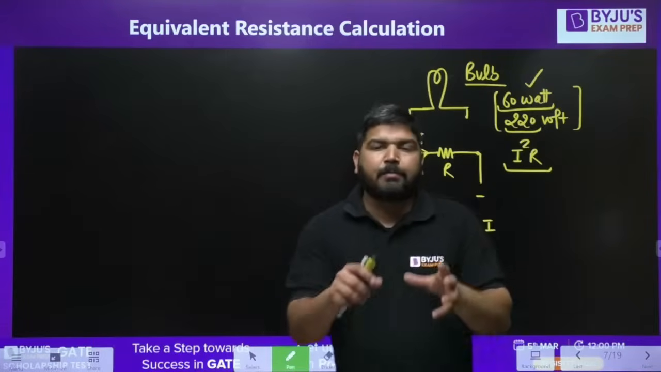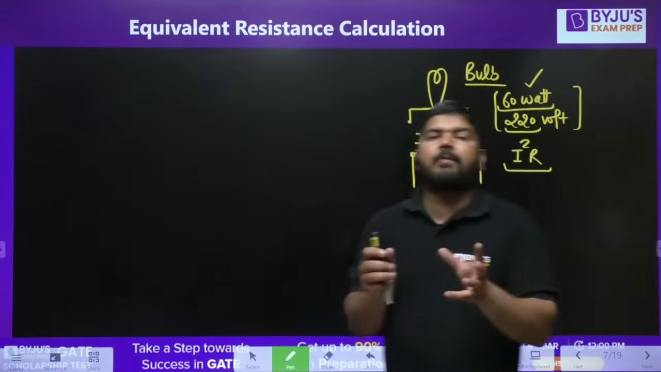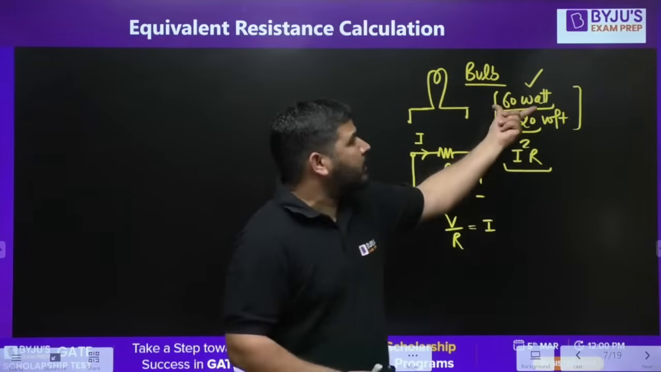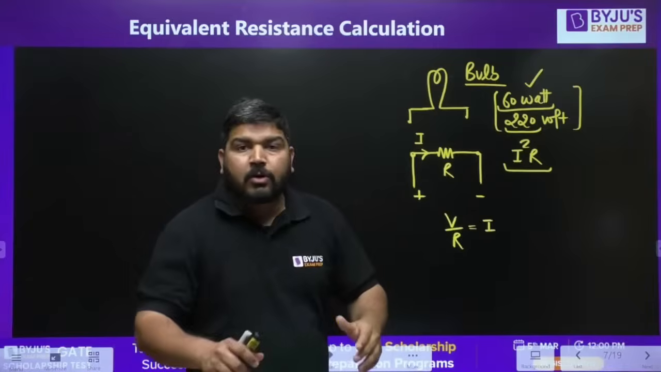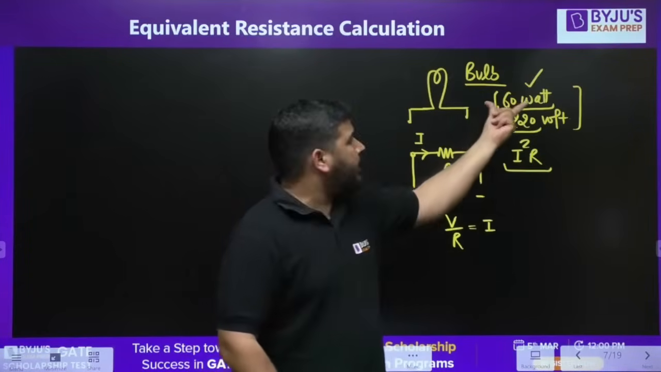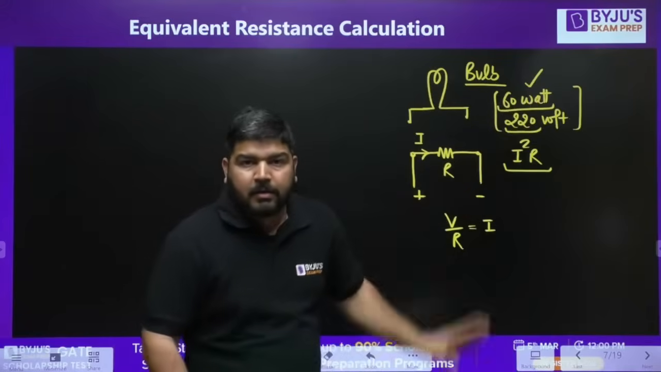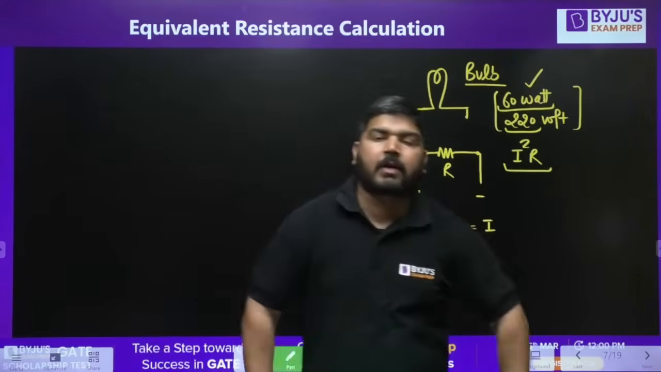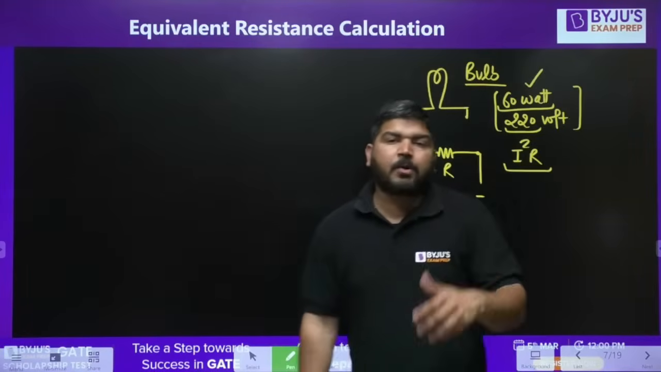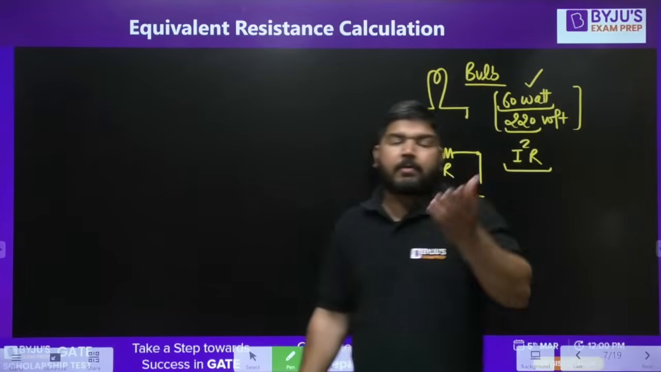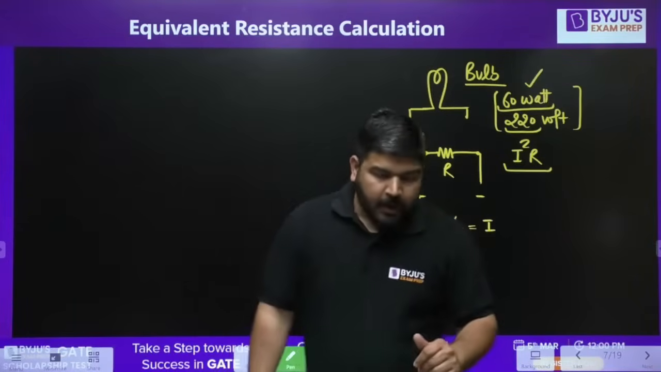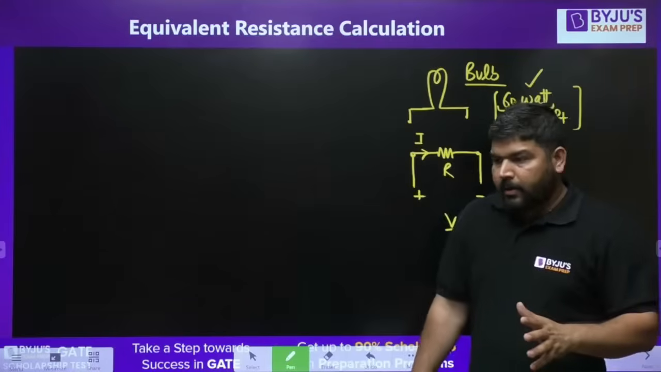Now you have to understand the meaning of power rating. What is the meaning of power rating? Power rating means it can handle the power up to this level. If the power loss in this bulb is increased beyond 60 watt, then it may burn. It cannot handle that power. Now you will ask me, sir, why not? What's the problem with that? If I increase the power loss, then why will it not handle that power?